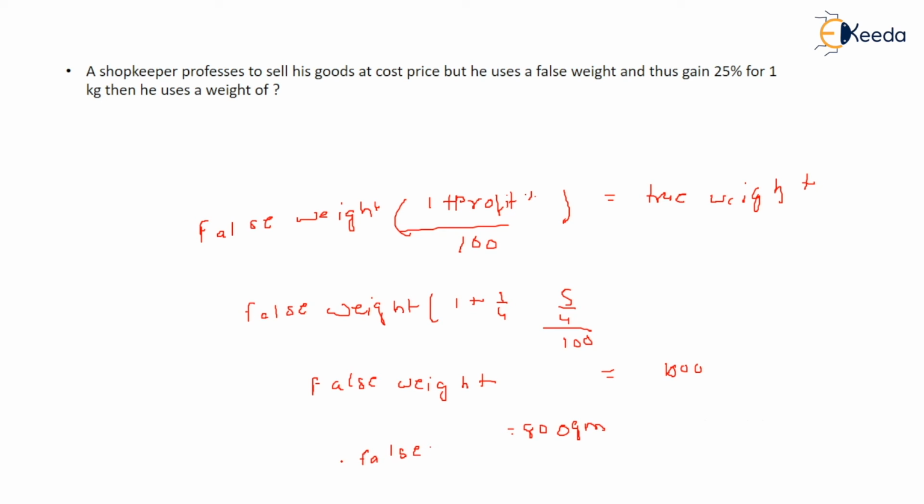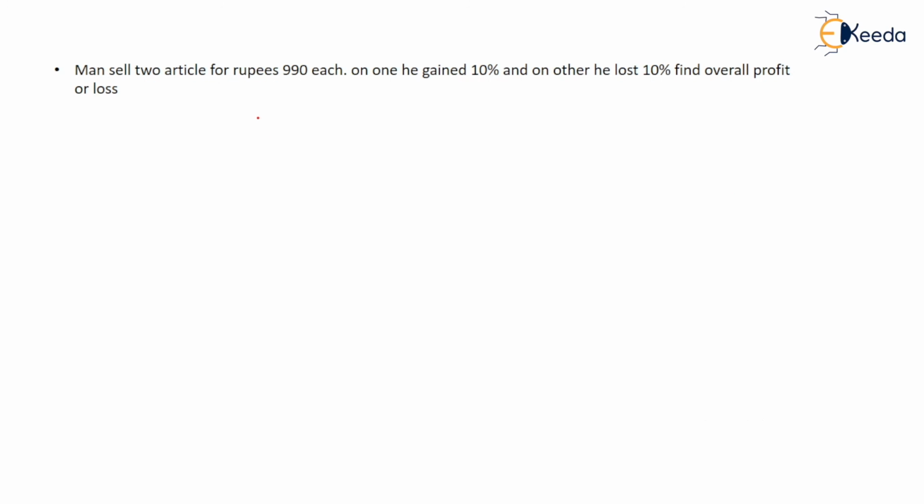Okay, fine, simple. Just remember this formula: false weight equals 1 plus profit percentage upon 100, equal to true weight. The profit percentage was 25. So 25% means a fraction of 100, so 25 by 100, that is 1 by 4. Solving this 1 by 4 on the above side, you will get the correct answer, and then you can proceed. Okay, same question, very simple.